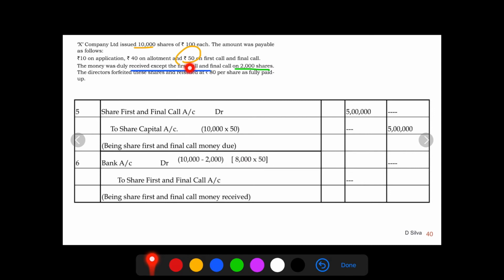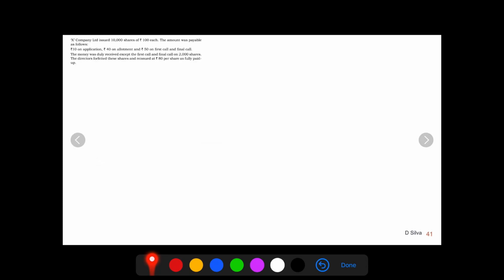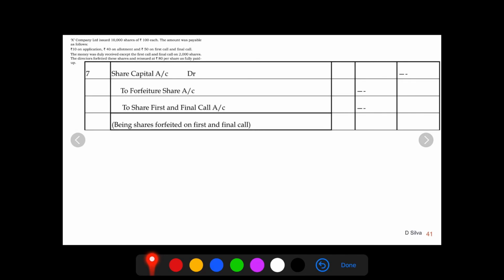On first and final call rupees 50, the money that is being received is rupees 4 lakh. Now we have the journal entries for the forfeiture of shares. While explaining the question, I have said, students, the shareholders will forfeit the shares for the non-payment on those shares itself. So the non-payment of shares is 2,000. So directors are going to forfeit these shares.